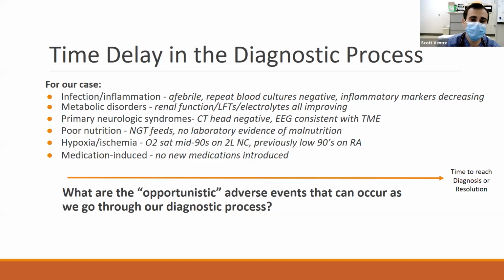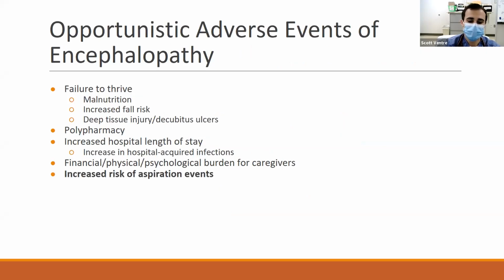And vulnerable to what? What are these opportunistic adverse events that can occur as we go through our diagnostic process in the setting of encephalopathy? Well, the opportunistic adverse events of encephalopathy are numerous. Over time, patients can develop malnutrition, increased fall risk, deep tissue injuries, all as a manifestation of failure to thrive. They're given drugs to combat the symptoms of their encephalopathy, as well as attempts at treating the underlying problem, which leads to polypharmacy and its sequelae. They generally have increased length of stay, increasing the risk of hospital-acquired infections. And all of this leads to an increased burden, financially, physically, psychologically, on patients and their caregivers.